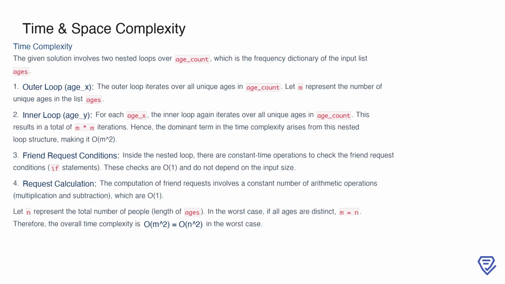Within these loops, the operations to check the friend request conditions are constant time, as the if statements involve simple logical comparisons. Similarly, the calculation for the number of friend requests, which involves basic arithmetic operations like multiplication and subtraction, is also O(1). Now, since m represents the number of unique ages and in the worst case, all ages are distinct, m equals the length of the input n. Therefore, the overall time complexity in the worst case is O(m squared), which simplifies to O(n squared).